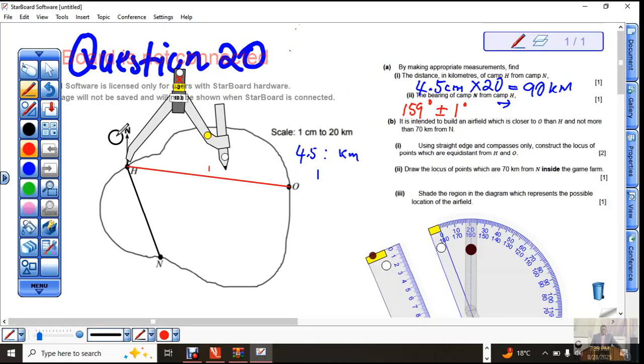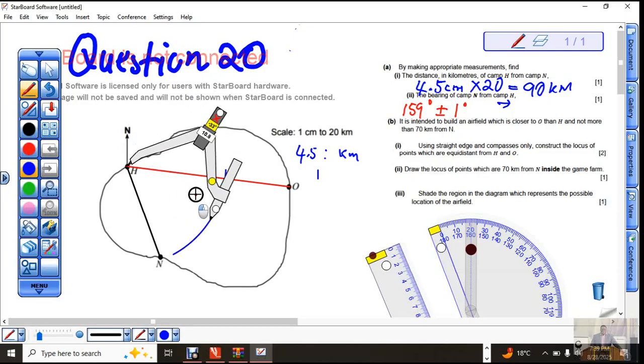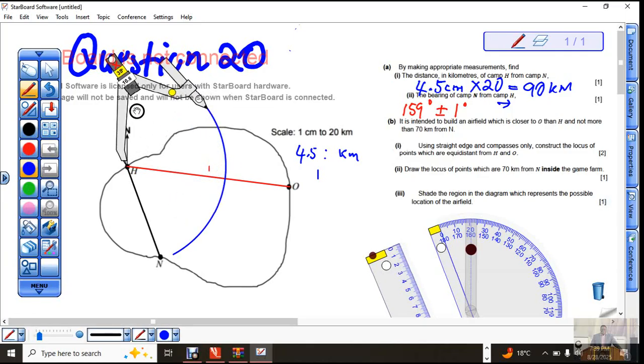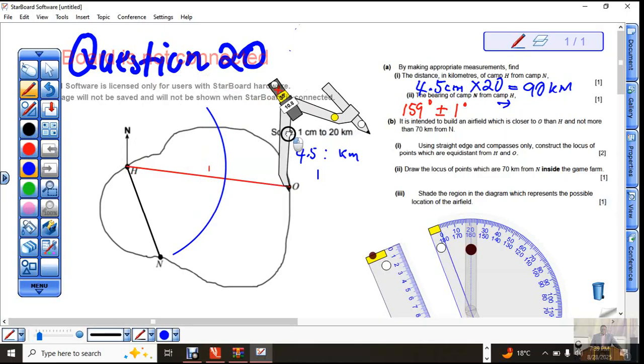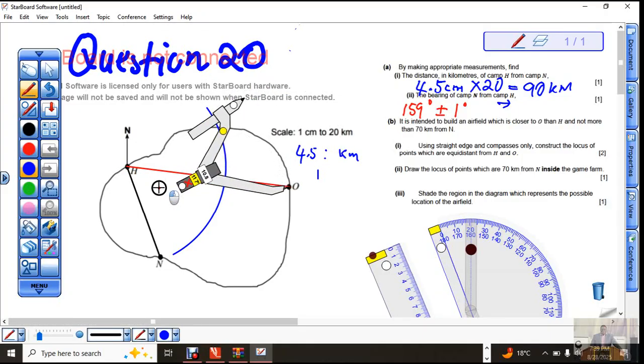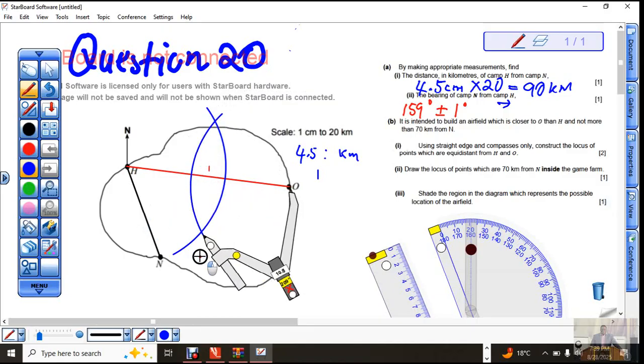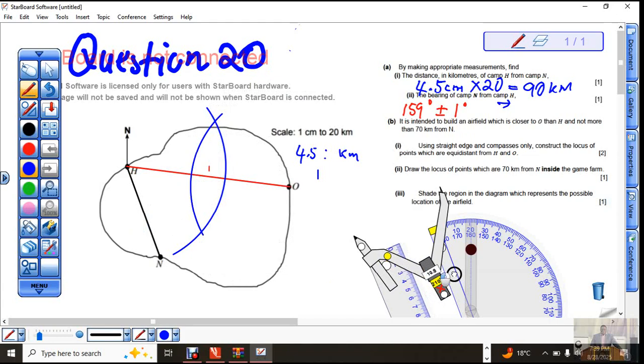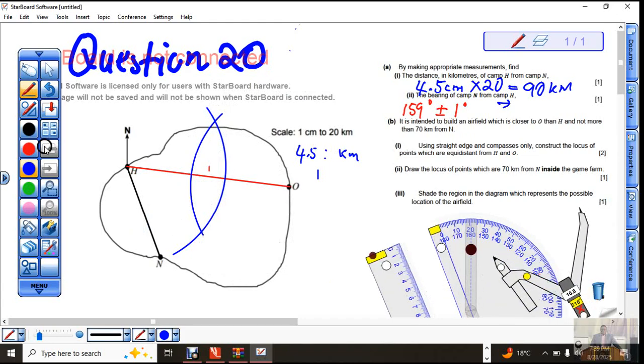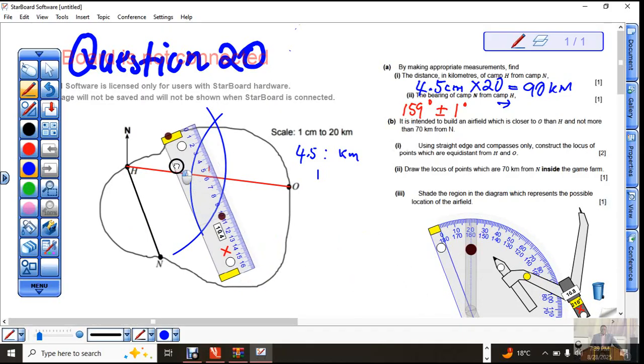Okay, so I'm just going to do that. This is basically what you'll see me do. I'm going to take that same setting and bring it to the other side, the same point to the other side. Then I'm going to draw that. So that is going to be the bisector. Take your ruler and then join those points.